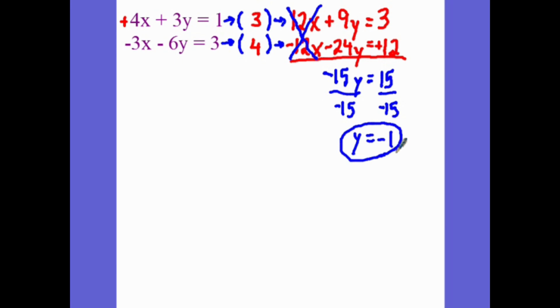I circle that, then I put it up into one of the two original equations. You'll notice that none of them have 1s in front of the x's or y's, but the top one is all positive, so I like to choose the top one. Again, if you chose the bottom, it doesn't matter. You'll get the same answer. Instead of y, I'm going to put the number negative 1. Always put it in parentheses.